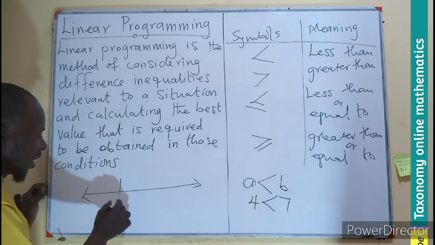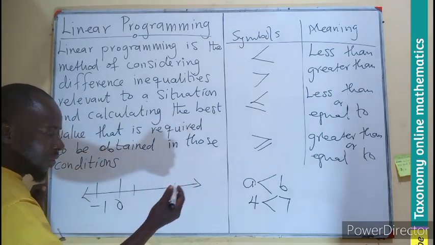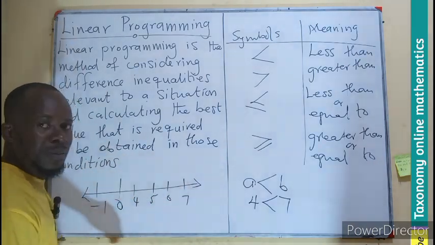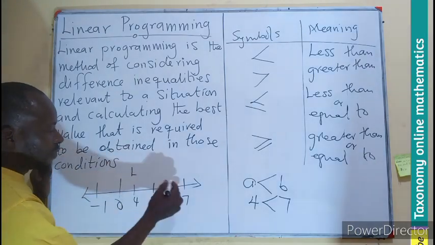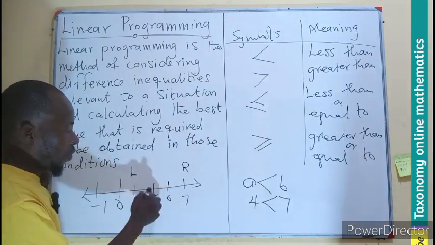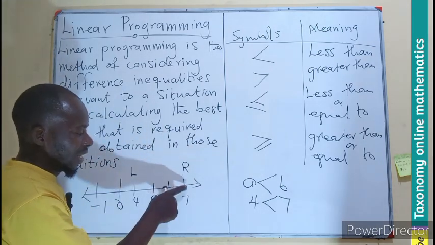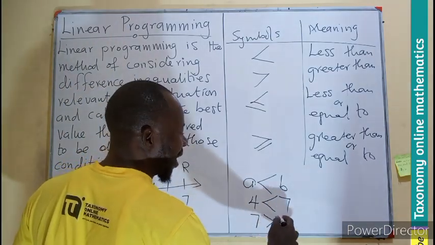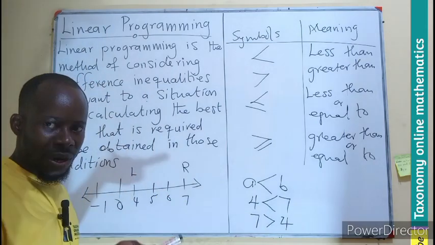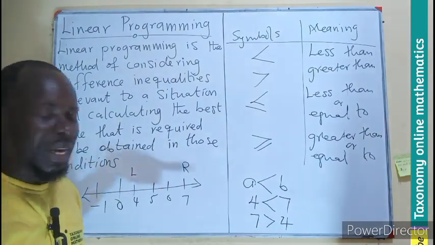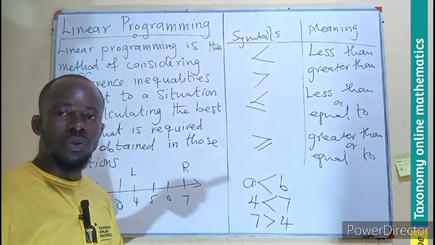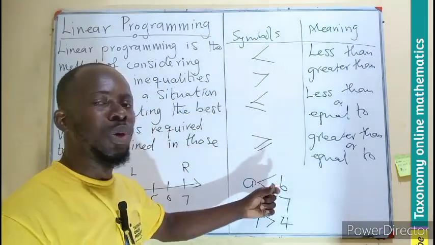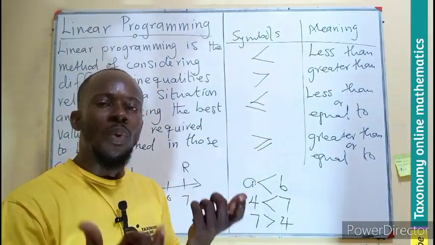Let's just say we have 0, then -1, and let's say 4, 5, 6, you have 7. You can see that 4 is at the left of 7, so 4 is less than 7. Then 7 is also at the right of 4, so you can say 7 is also greater than 4 in that scenario. If 7 is greater than 4, it means that 4 is also less than 7. So these are the inequality symbols that will be used in order to describe inequalities.